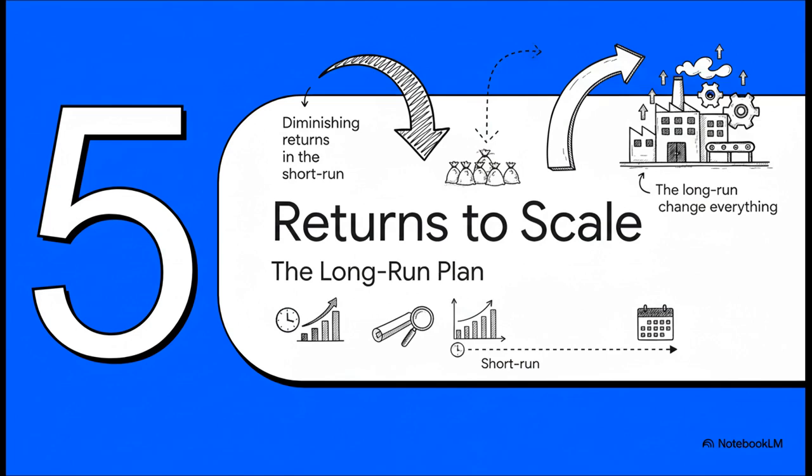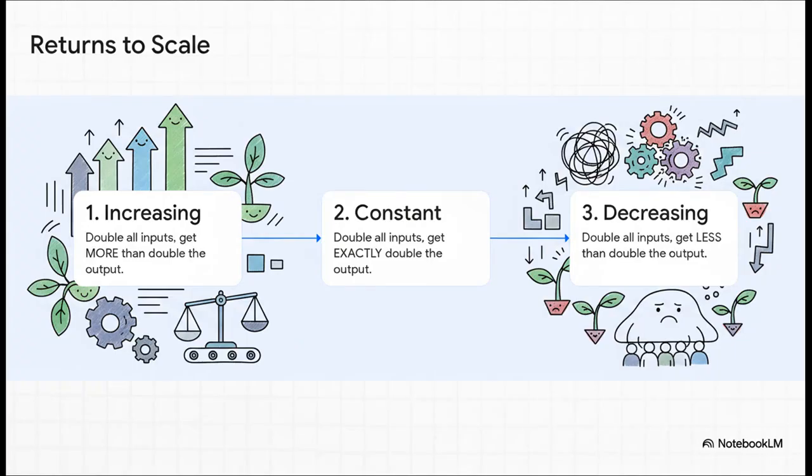You have to start thinking about the long run, where you can change everything. Not just how many people you have, but the size of the whole operation. And this brings us to a new idea called returns to scale. So when a business decides to scale up, like double everything, one of 3 things is going to happen. The best case scenario? They get increasing returns to scale. You double your ingredients and you get more than double the coffee. Awesome. This happens because of new efficiencies.